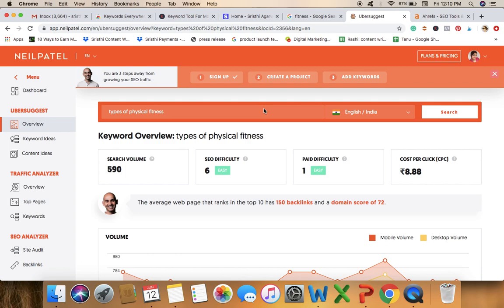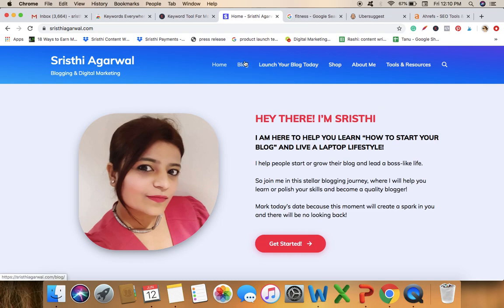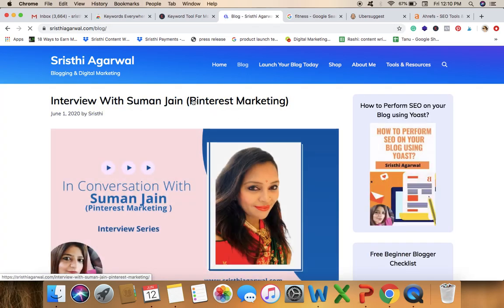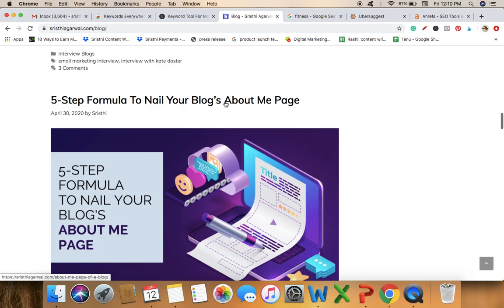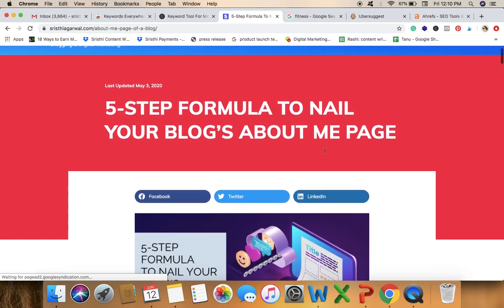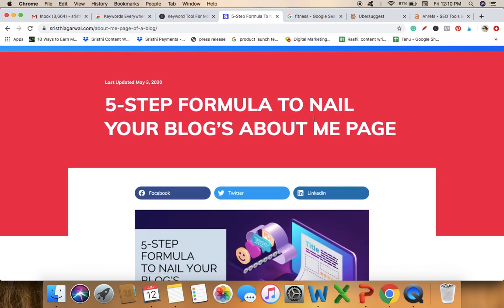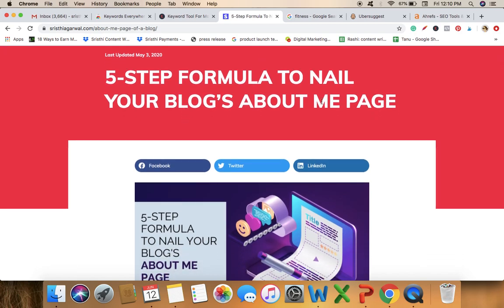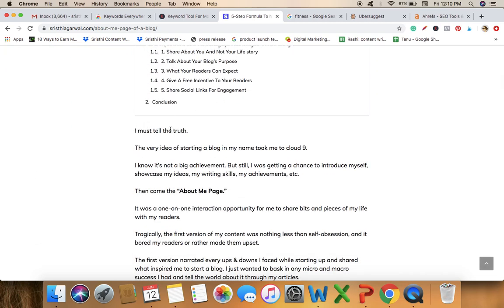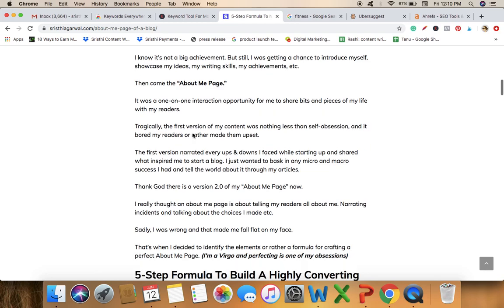So please insert the keywords properly, and as I have told you, where exactly you should put your exact keywords. Maybe in one of my blogs I'll show you how to put the keywords. So suppose this is my 5-step formula to nail your blog's about me page. If I'm targeting an about me page or something else, I have a keyword over here. It should be there in your title. Okay, it should be there, and then it should be there in the first line of your article.